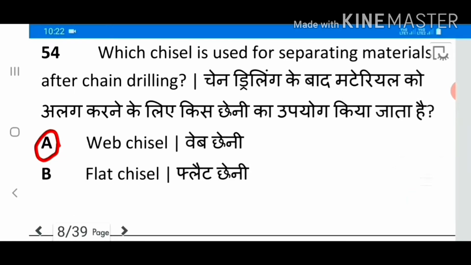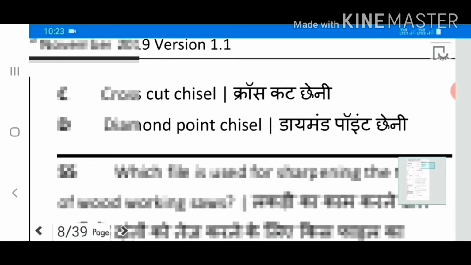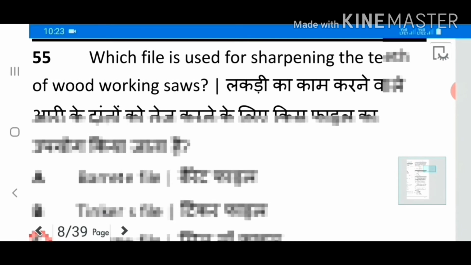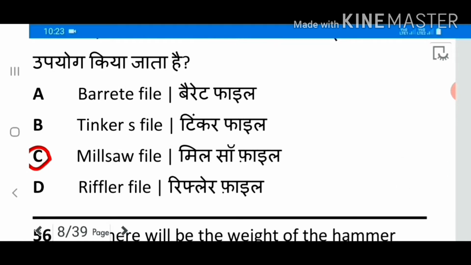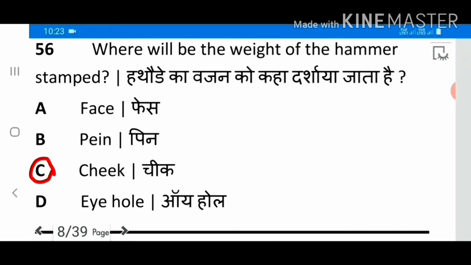54. Which chisel is used for separating materials after chain drilling? Answer A. Web chisel. 55. Which file is used for sharpening the teeth of woodworking saws? Answer C. Mill saw file. 56. Where will be the weight of the hammer stamped? Answer C. Cheek.